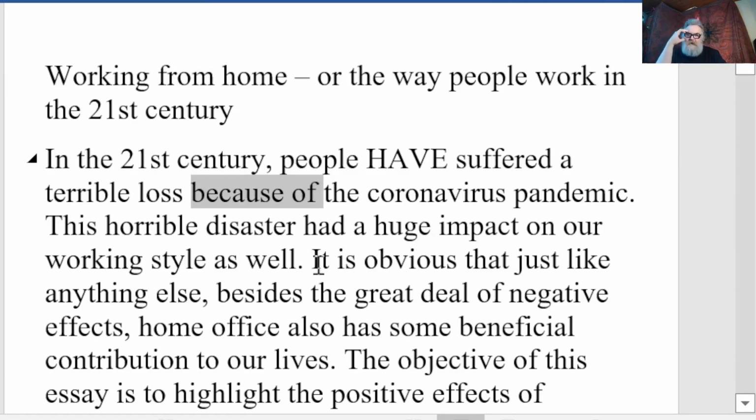This horrible disaster has had a huge impact on our working style as well. Okay, good. Horrible disaster. Huge impact. That's good use of adjectives. It is obvious that, just like anything else, besides the great deal of negative effects, our home office has also had some beneficial contribution to our lives.